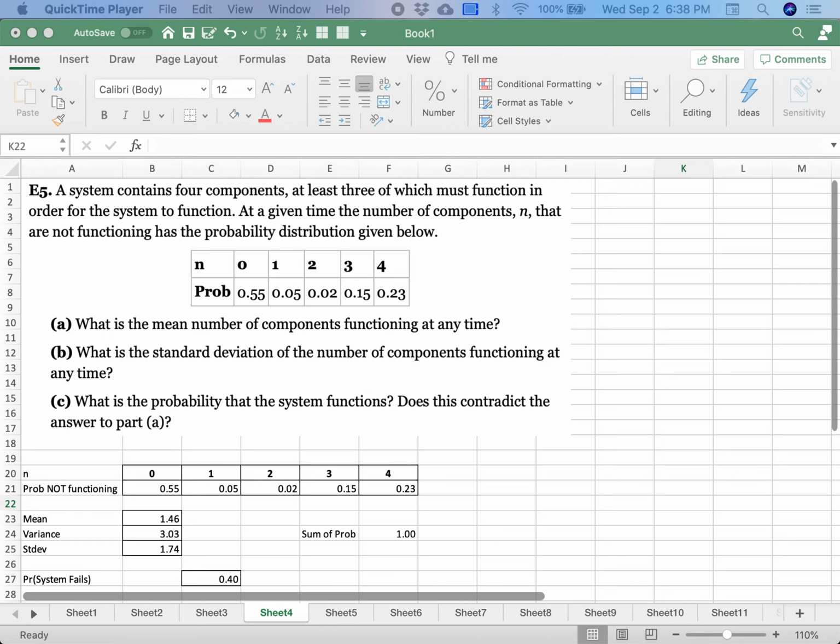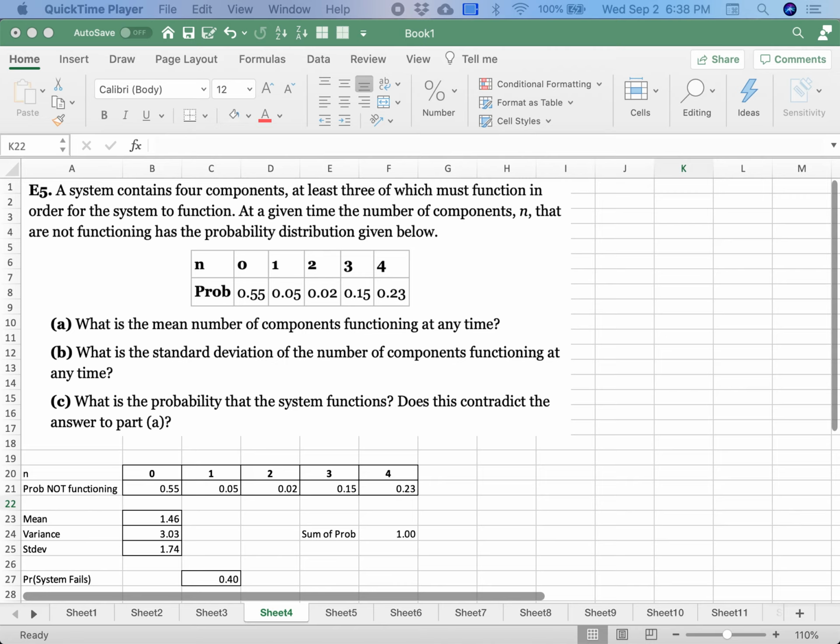In exercise 5, we have something a little to tease the taste buds of our engineers in the group. This is a typical problem in whether or not the system will function given the probability that dependent systems function. We read, a system contains 4 components, at least 3 of which must function in order for the system to function. At a given time, the number of components n that are not functioning has the probability distribution given below.